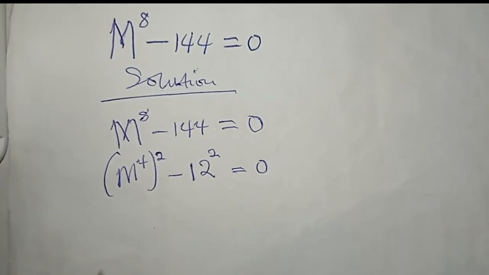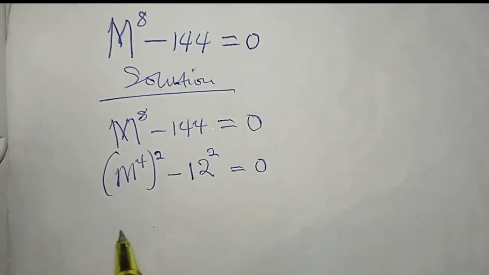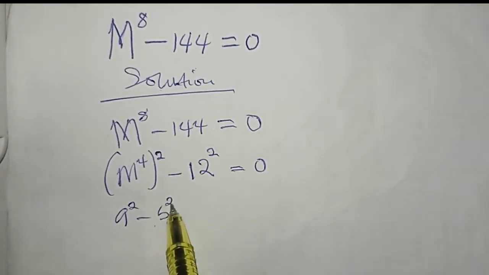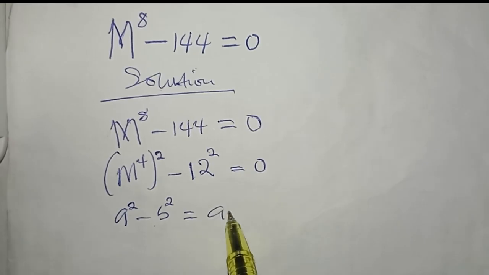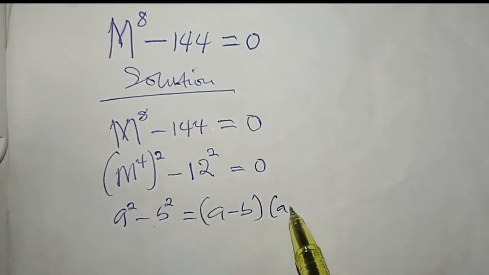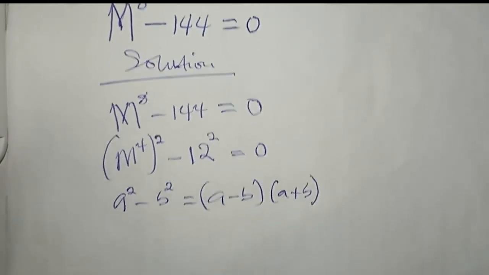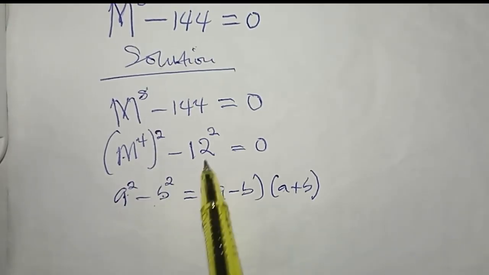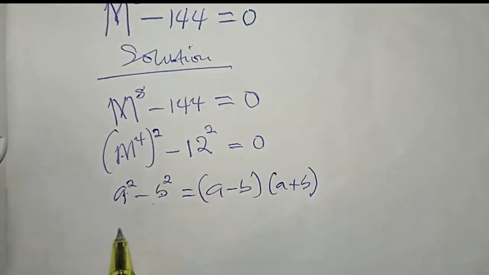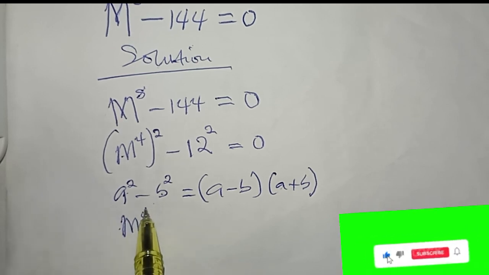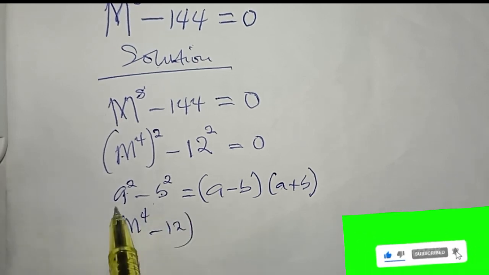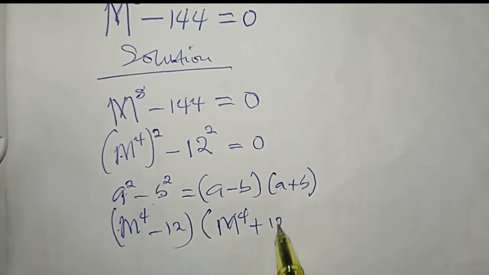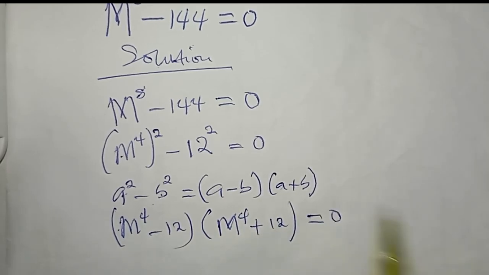So obviously you can see that this is a difference of two squares, and you can remember that if you have a power 2 minus b power 2, you can expand this to be a minus b multiplied by a plus b. Using that rule here, a is equal to m power 4 and b is equal to 12. So this will change to m power 4 minus 12, multiplied by m power 4 plus 12, is equal to 0.